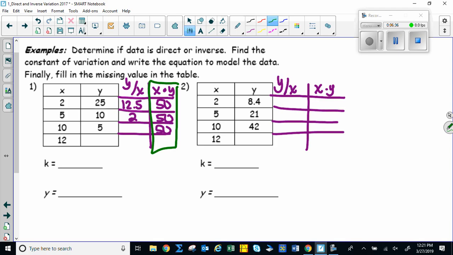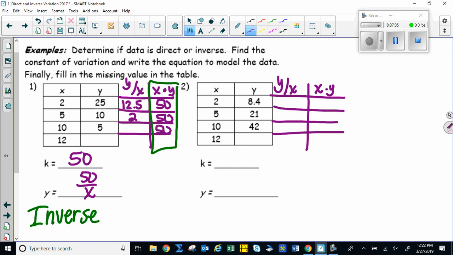So if we have a constant x times y, what type of variation is this? It's inverse variation. I'm going to just write that down in the bottom here. So this is going to be inverse variation. So we just found our k value. Our k value was 50. Now when you write inverse variation, the k value is in the numerator. So this will be 50 over x.